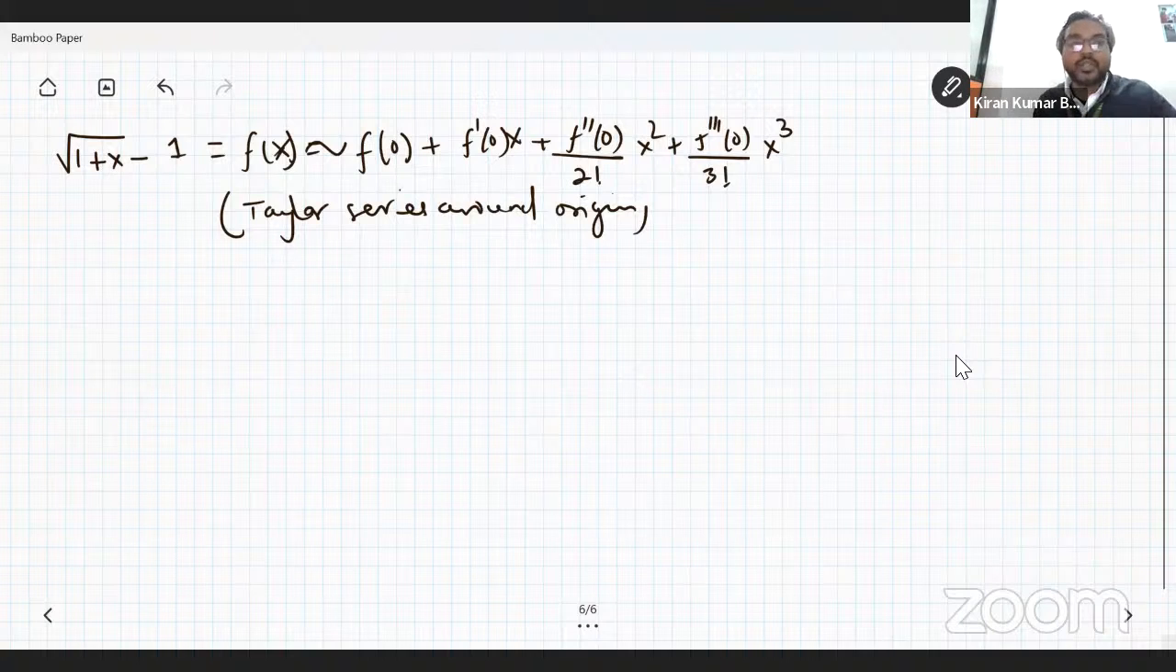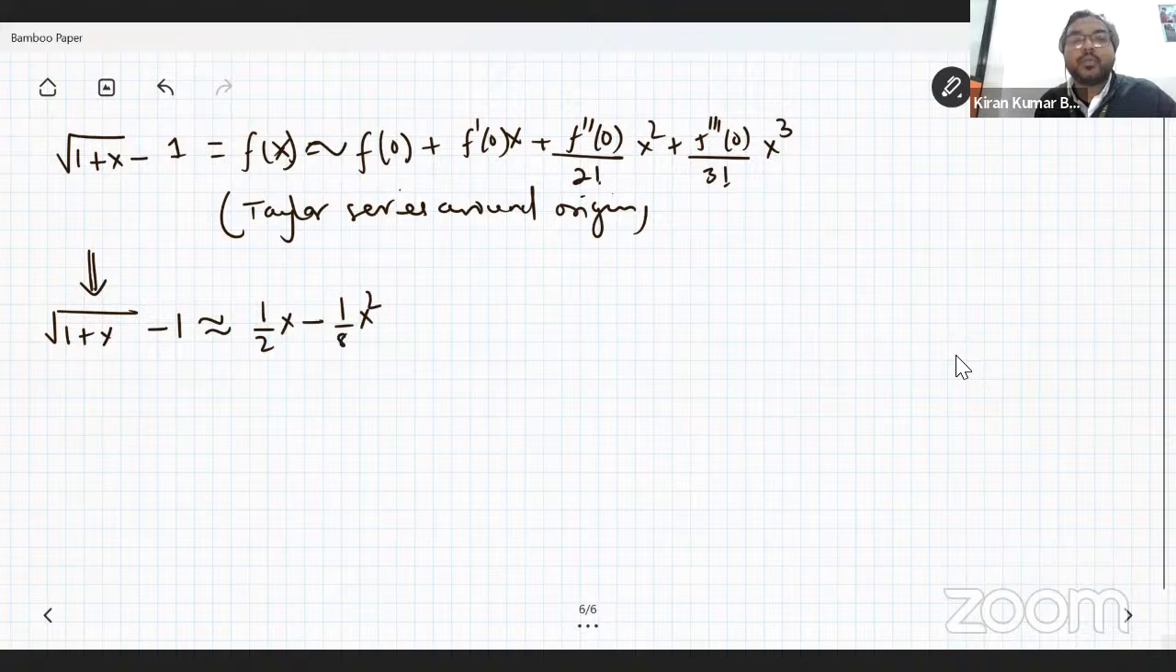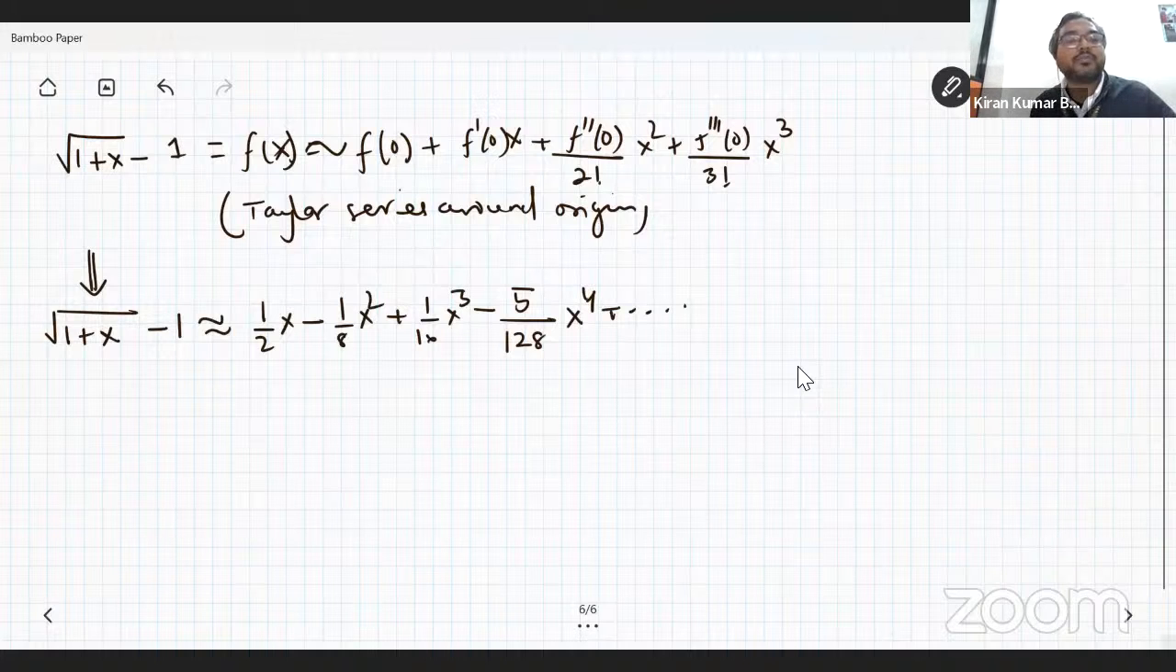So if I actually compute this, I get √(1+x) − 1 is f of 0. F of 0 is √1 − 1, which is 0. So to start with, 1 by 2 x minus 1 by 8 x square plus 1 by 16 x cube minus 5 by 128 x to the power 4 and so on. So this is the Taylor series expansion of this function f of x.